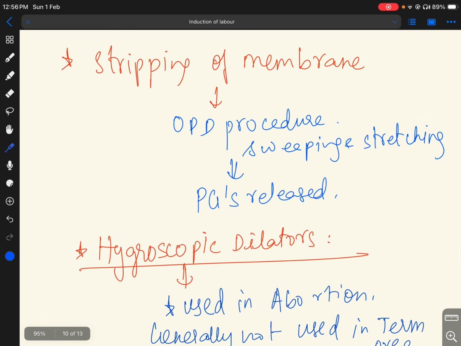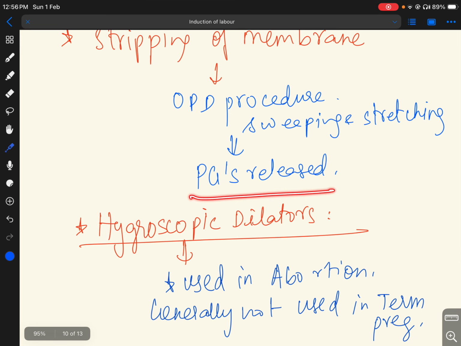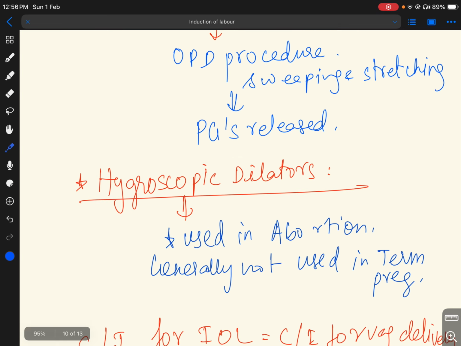Next method is stripping of the membrane. It is an OPD procedure. You have to sweep and stretch the membrane. You don't have to rupture, you have to sweep and stretch the membrane so that prostaglandins are released and it will initiate uterine contractions. Hygroscopic dilators are obsolete. These are used in abortion, not used in term deliveries.